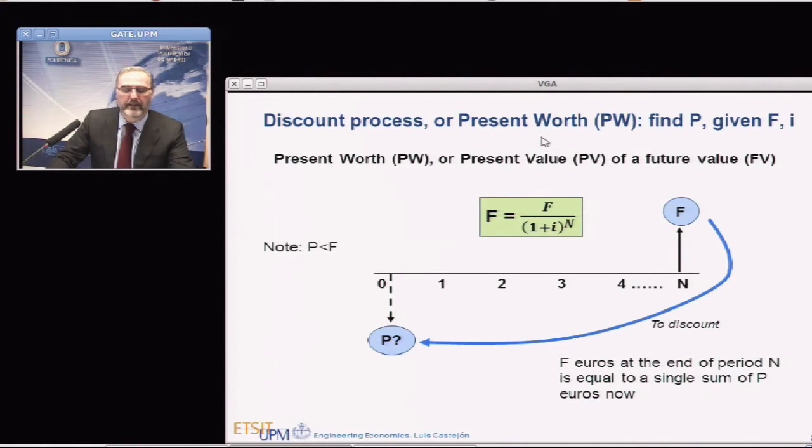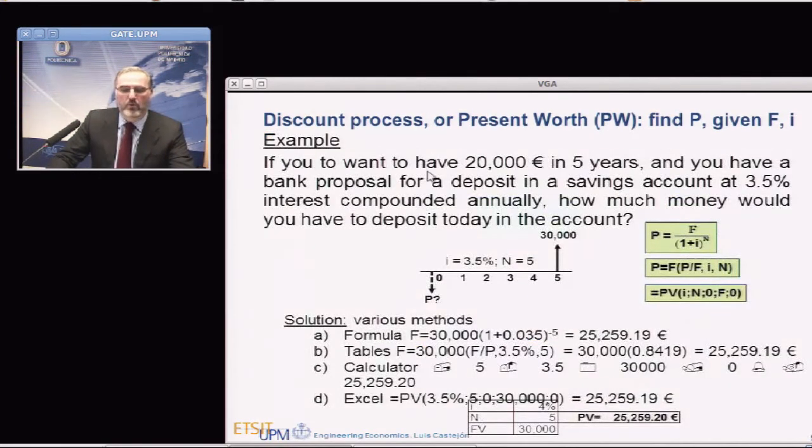So the discount process, we are still in the single payment cash flows. The discount process, or the present worth, is: find P unknown, given the future value, i, and n. We know the future value, and then we want to know the present value. The formula is the discounting process. These kinds of things can be solved with the present worth.